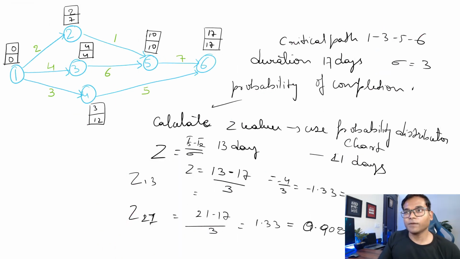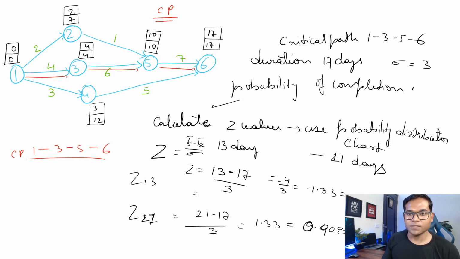So previously we have calculated our critical path. This is our critical path network. So we identified our critical path as 1 to 3, 3 to 5, and then 5 to 6. Now against that we have calculated our variance, which was 9, and then according to the standard deviation it was 3.